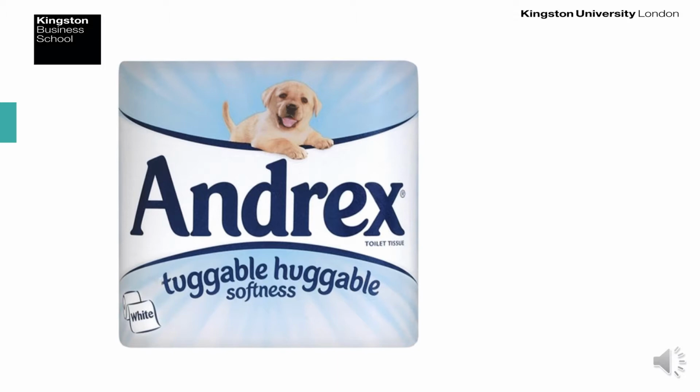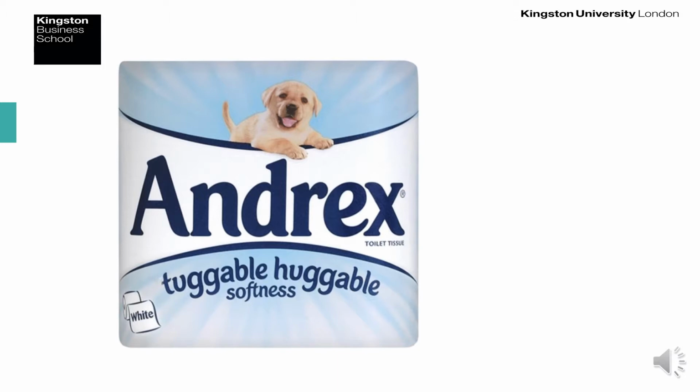A particular type of font has been used, particular colours, blue to look a bit like the sky with clouds, and white and then a darker blue. Everything is very curvy and soft and rounded. There are no angular lines here, no angular hard shapes, and there are soft colours. And so all of these brand elements come together to create an image of softness. And that is repeated in the brand slogan, tuggable, huggable softness.